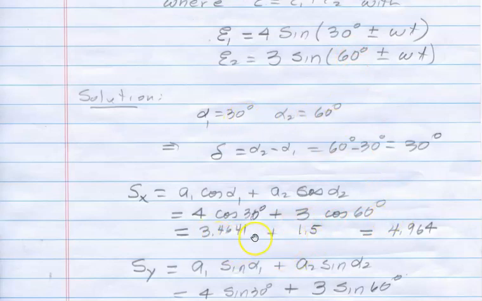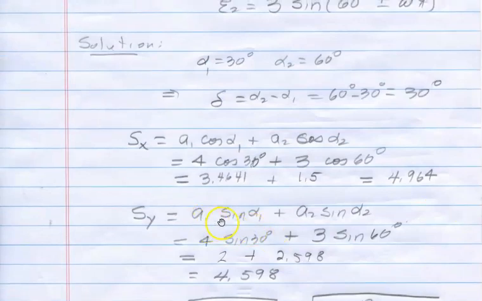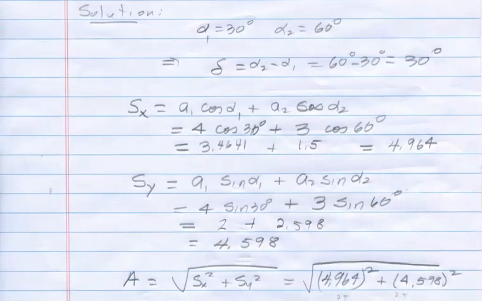And when I computed those, I get this. And then just add those together to get 4.964. Likewise for the y component, of those vectors are A1 sine alpha 1, A2 sine alpha 2, just getting the y component. Alpha 1 is 30, alpha 2 is 60, A1 is 4 and A2 is 3, and when I compute those, I get this. And then just do the sum.